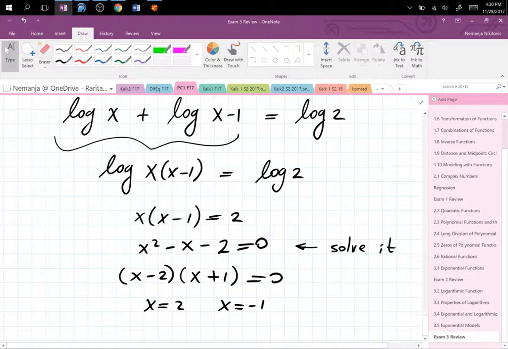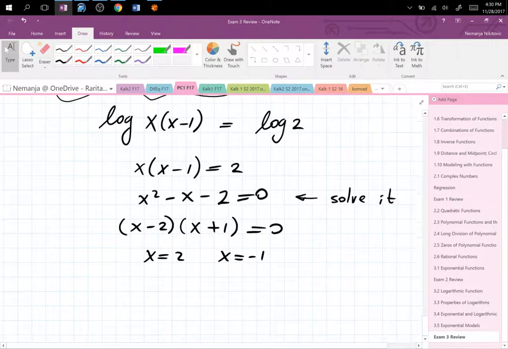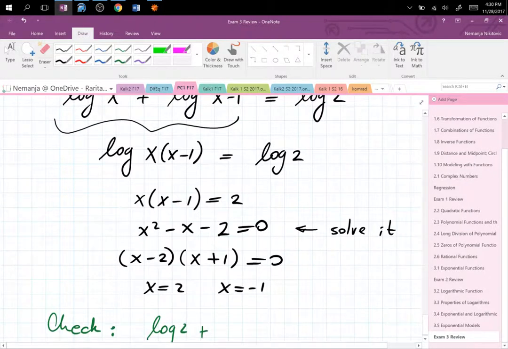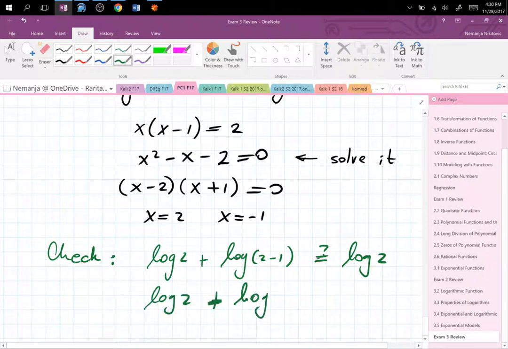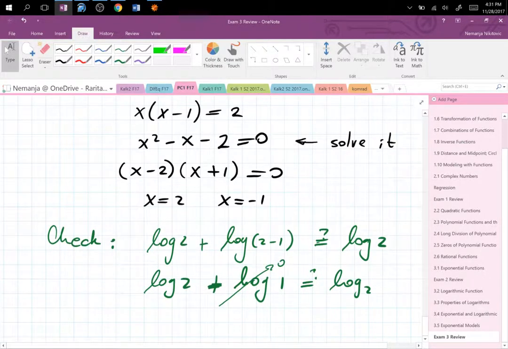Now this is very important to check your answers, because some of these answers might actually not be answers. So you plug in 2, and what do you get? So for check, you get log 2 plus log 2 minus 1. It's supposed to be log 2. Well, log 2 minus 1 is log of 1. And what's log of 1? 0. So because this is 0, you have log 2 equal log 2, you're good to go.